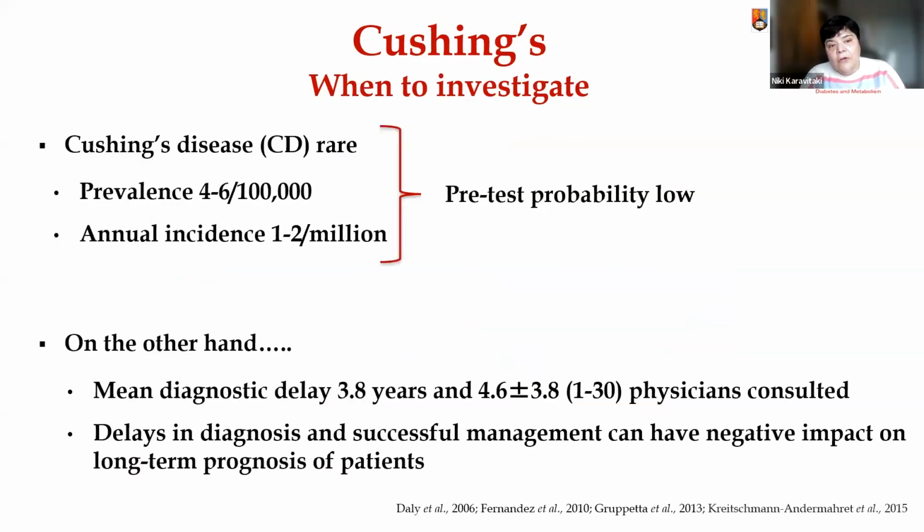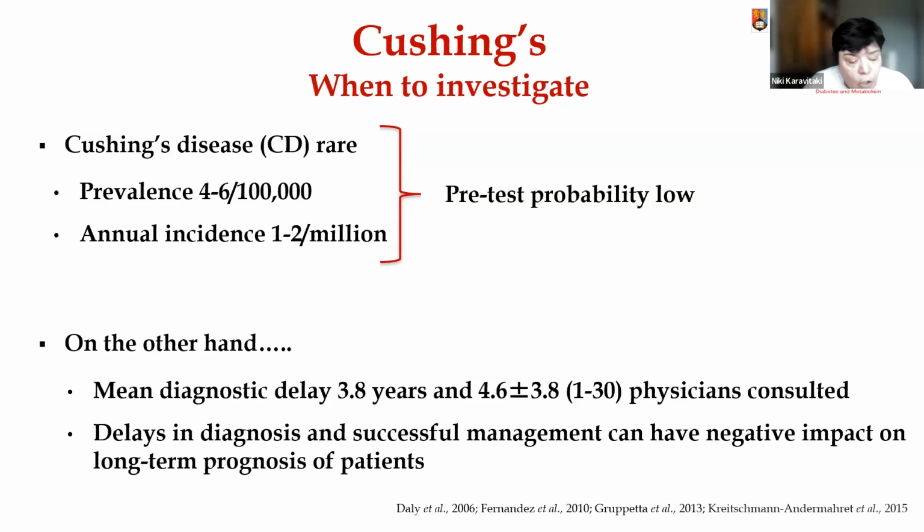And Cushing's disease is rare. We gave percentages of manifestations, but Cushing's disease is rare. The prevalence is 4 to 6 cases per 100,000 people, and the annual incidence is 1 to 2 per million. Therefore, the pre-test probability of finding Cushing's is generally low.